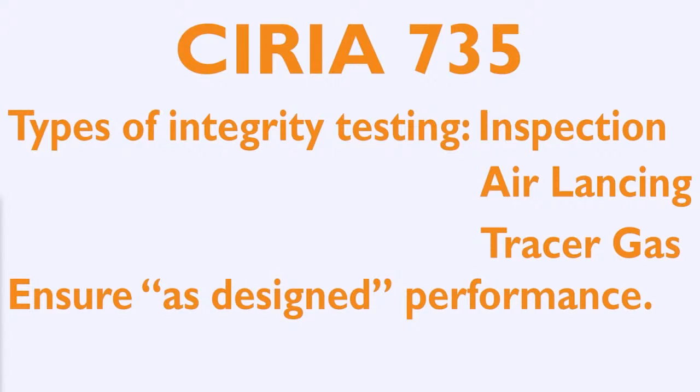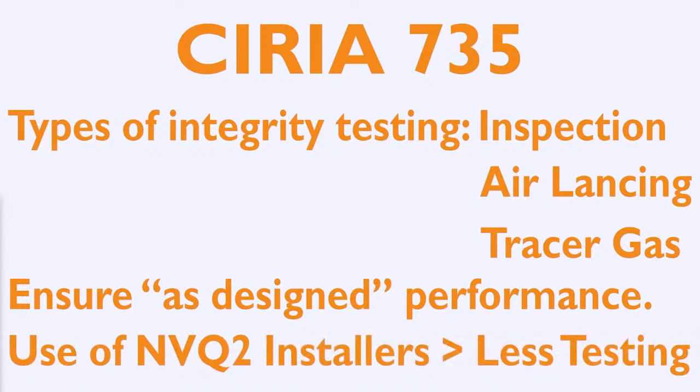The purpose of mandating this testing is to ensure the systems as installed will perform as designed, and to ensure that performance is maintained throughout the design life of the installation. The requirement for inspection can be reduced if NVQ Level 2 installers undertake the job, so in this way CIRIA 735 aims to upskill the groundworks installation industry by reducing the associated costs of verification and inspection to offset the expense of installer training.